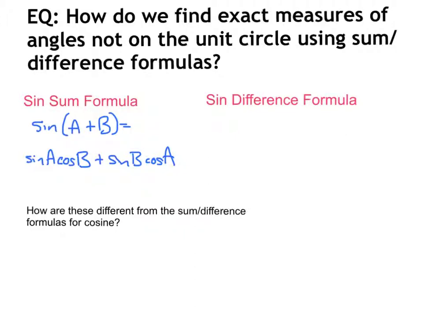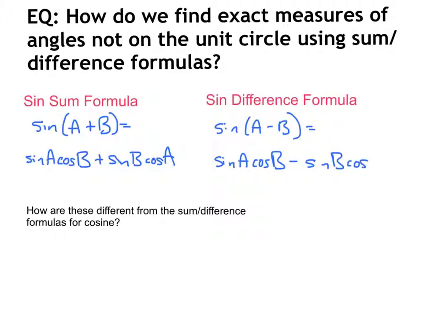And the difference formula is just like the sum formula. We have the sine of angles a minus b. This is sine a cosine b minus sine b cosine a. Okay, and now I would take a minute just to note all the differences between the sine sums and differences from the cosine sums and differences.